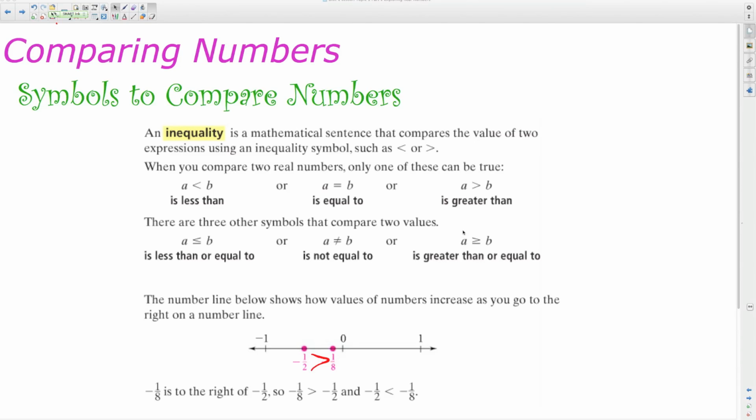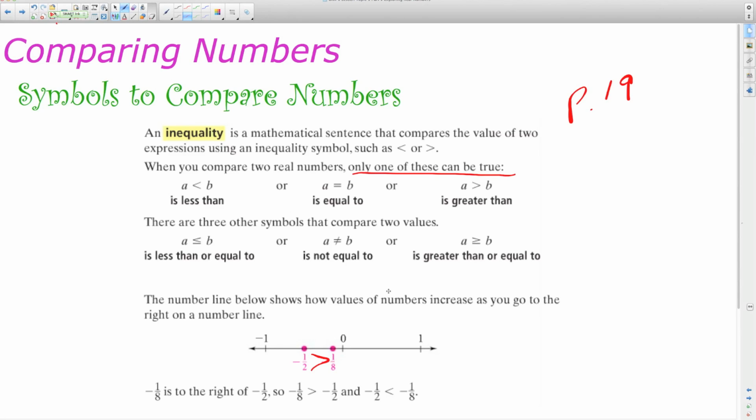Symbols to compare numbers. This is taken straight from Pearson, copyright 2009, Algebra 1. It's the book with the green cover, and this is from page 19. An inequality is a mathematical sentence that compares the value of two expressions using an inequality symbol, such as less than or greater than. When you compare two real numbers, only one of these can be true at a time. A is less than B, or A is equal to B, or A is greater than B. We have three other symbols that we use in math. They are less than or equal to, not equal to, or greater than or equal to.